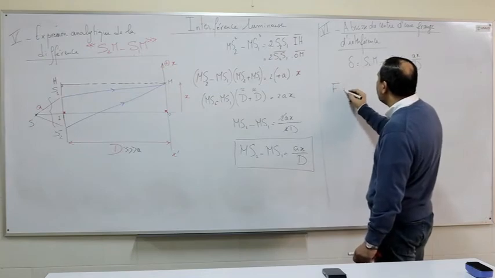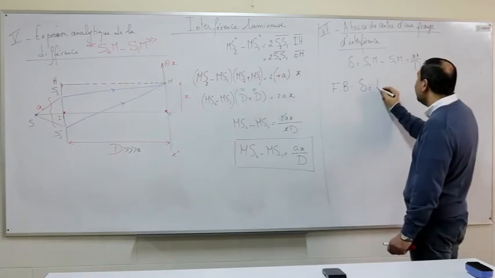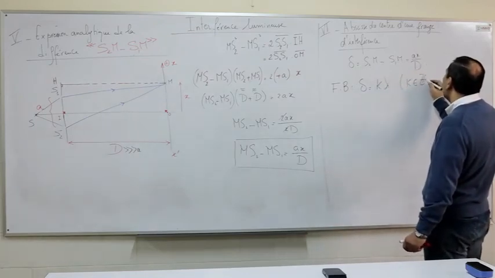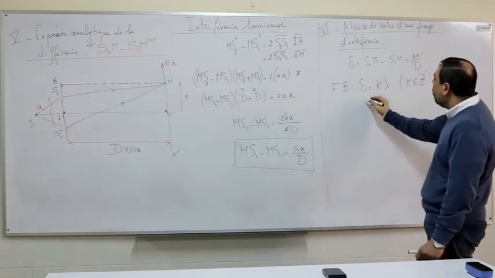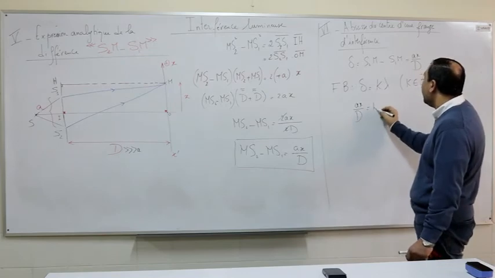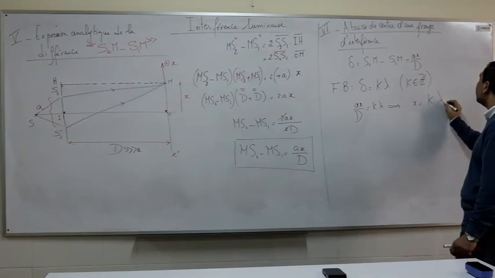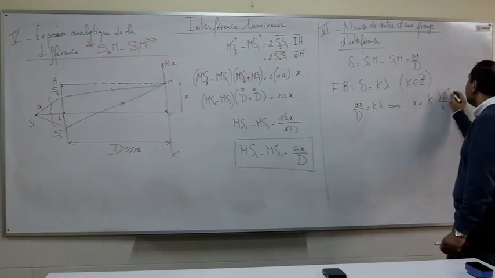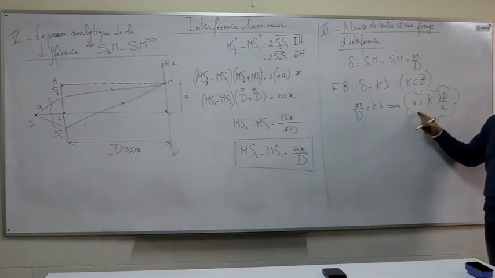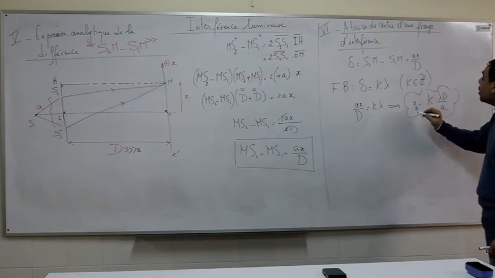For a bright fringe, the optical path difference is a multiple of lambda. Delta equals k lambda where k belongs to Z. Then aX over D is equal to k lambda. And as a result, X equals k lambda D over a. This is the abscissa of a bright fringe of order k, in particular, the abscissa of its center.